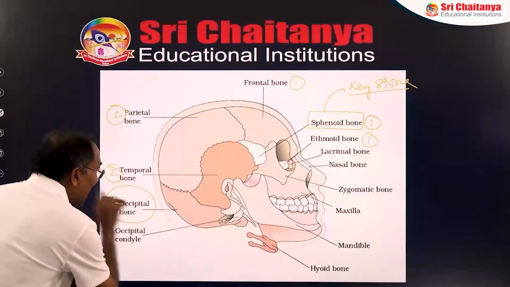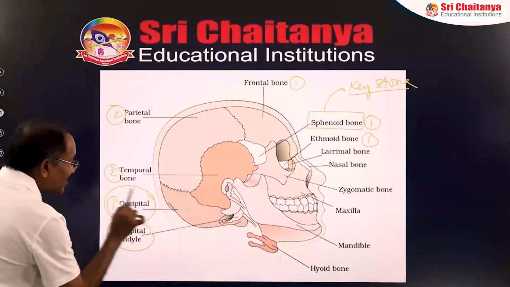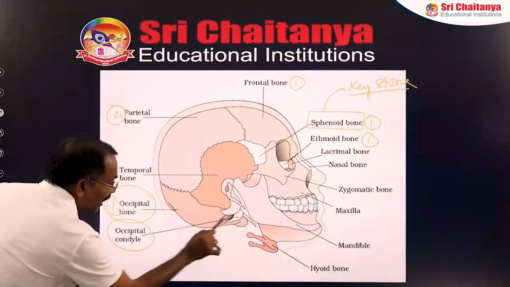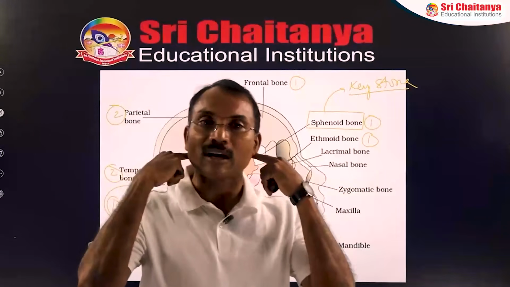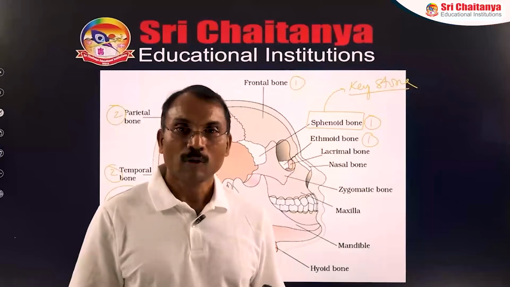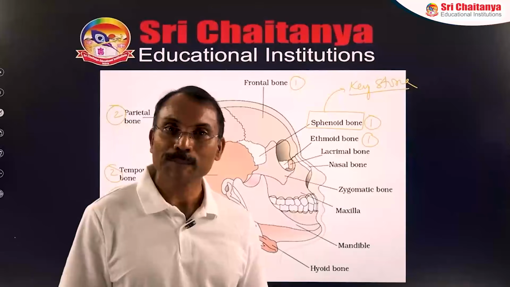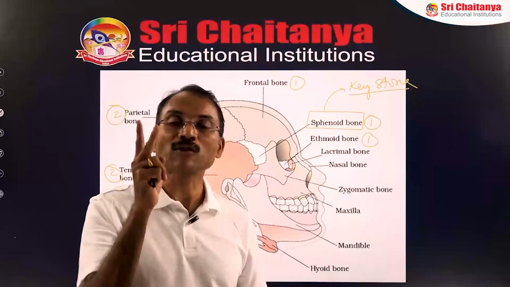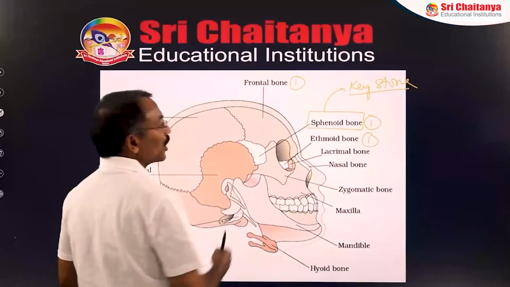Occipital bone has 2 occipital condyles, to which the first cervical vertebra called atlas articulates. What is the reason to call our skull a dicondylic skull? The skull has two occipital condyles. Right.